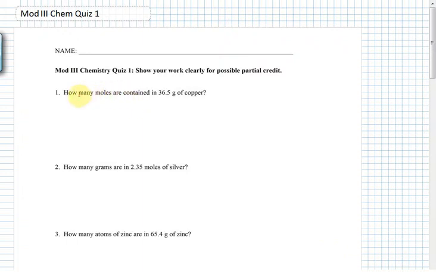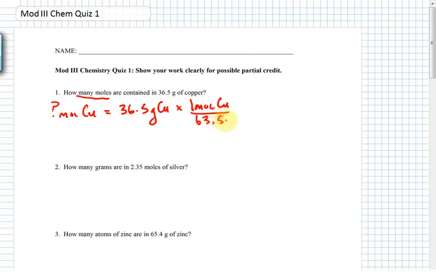How many moles are contained in 36.5 grams of copper? So the question is, how many moles of copper are in 36.5 grams of copper? You look at your periodic table, you see that the atomic mass of copper is 63.5 AMUs. Therefore, a mole of copper has a mass of 63.5 grams of copper. The molar mass of copper is 63.5 grams.